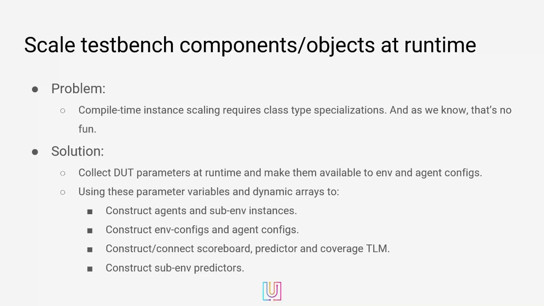Then using these parameter variables, we can use dynamic arrays to scale our agents and sub-environment, environment config, and agent configs. But we also are going to have to scale our TLM because we have more monitor instances, therefore more transactions coming into our scoreboards, predictors, and coverage. And we also have to scale our sub-environment predictors. So let's take a look at how this is done.